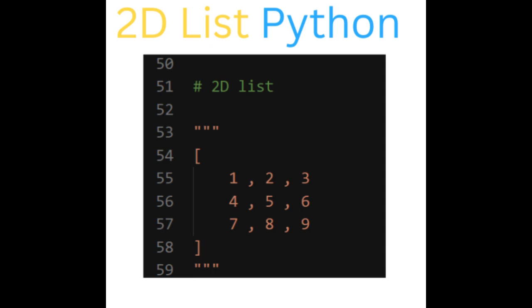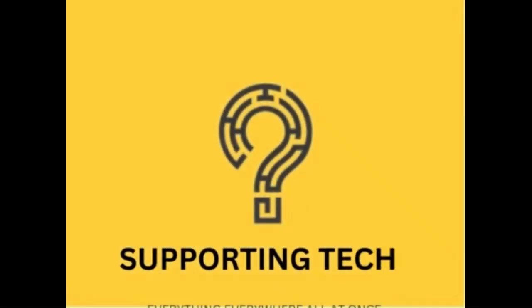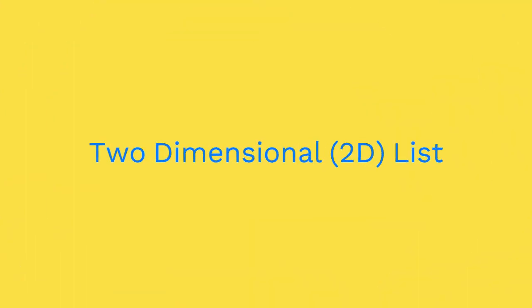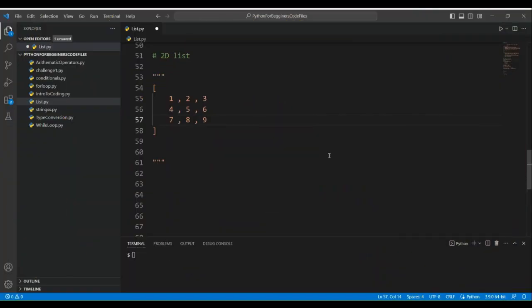Let's learn about two-dimensional lists and solve a problem. Welcome back, people. Today we will be learning about 2D lists. 2D lists are extremely powerful and they have a lot of application in data science, machine learning, etc. So, what exactly is a 2D list?